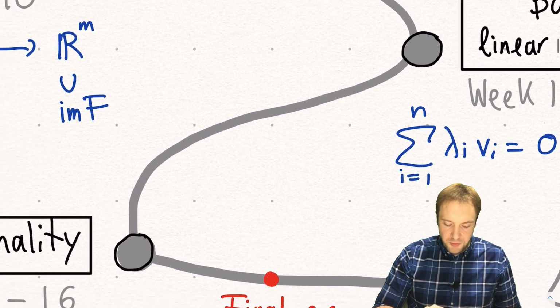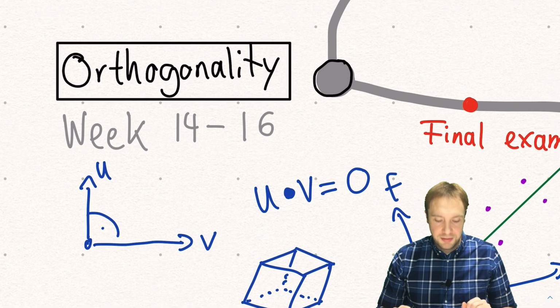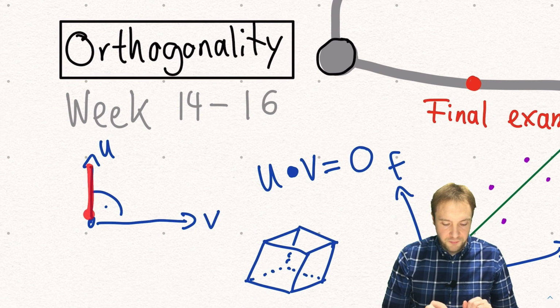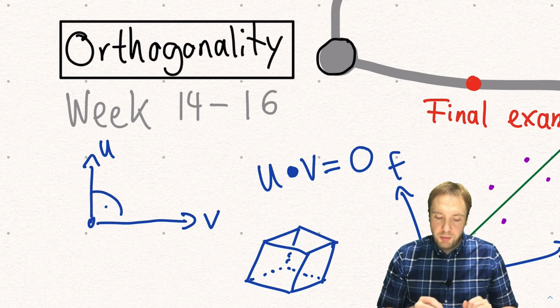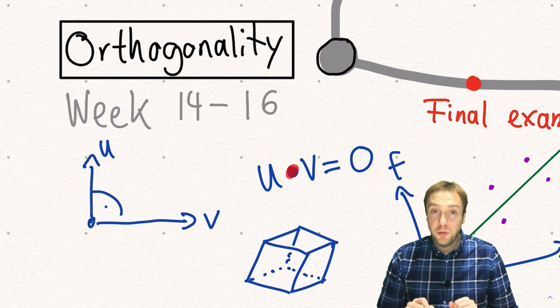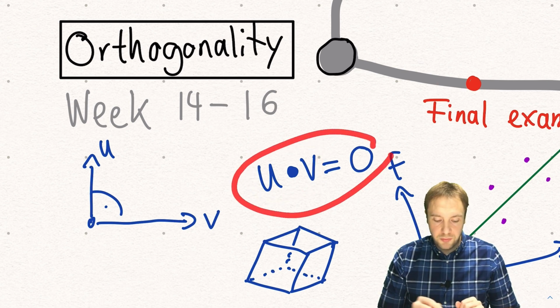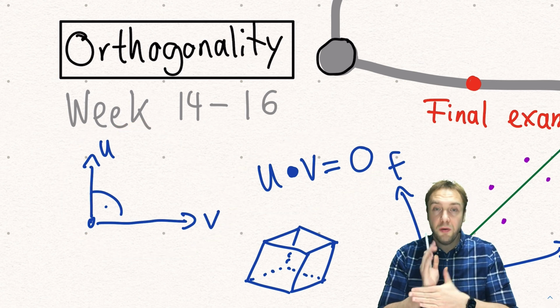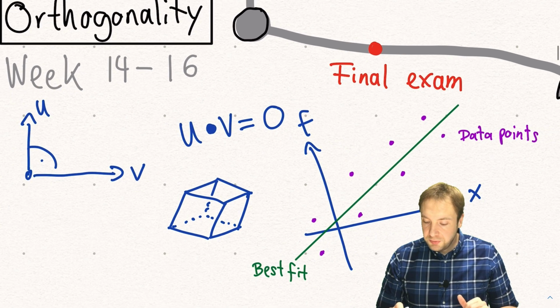But let's move on. Then at the end we will talk about orthogonality, which basically means if I have two vectors, for example u and v, and if they are orthogonal to each other, this means that the angle between them is 90 degrees. And we will describe this by using the so-called dot product, which means that the dot product of two vectors, which gives a number, is 0 if and only if these two vectors are orthogonal to each other. And then with this we will do a lot of applications.